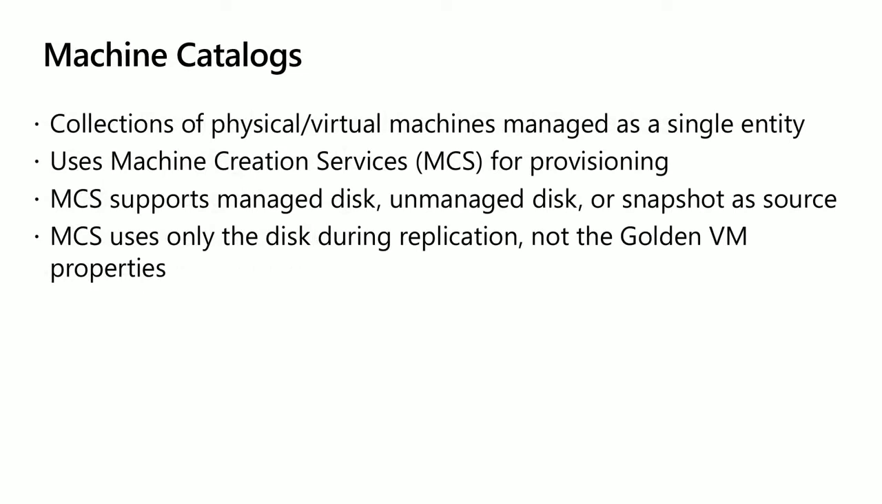So what's a machine catalog? A machine catalog is a collection of physical or virtual VMs, and they're treated as a single entity. We've got multiple provisioning technologies at Citrix. The one that is efficient or the one that works in the cloud is referred to as machine creation services. For machine creation services, you could use a managed disk, an unmanaged disk, or a snapshot of an image. We don't care about the VM. Again, I repeat that, it's good to keep the VM around when you want to update that image. You boot it, you update, shut it down, and update the machine catalog. But those are the requirements.